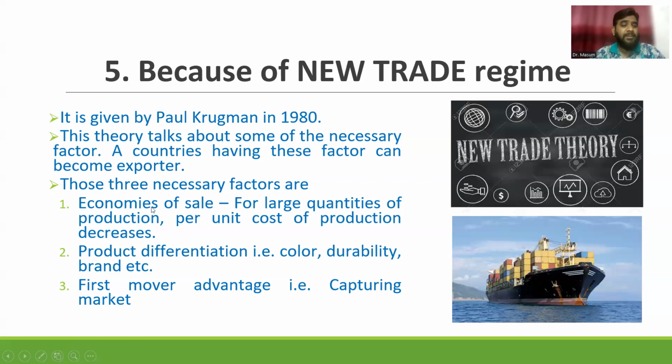What are the factors? Economies of scale. For large quantities of production, per unit cost of production decreases. So in garments production, we are enjoying economies of scale. We are producing a large quantity of garments, and as a result, our per unit cost of production is minimum. There is a system of calculating economies of scale, especially the average cost becomes minimum when you are producing at 100% capacity.